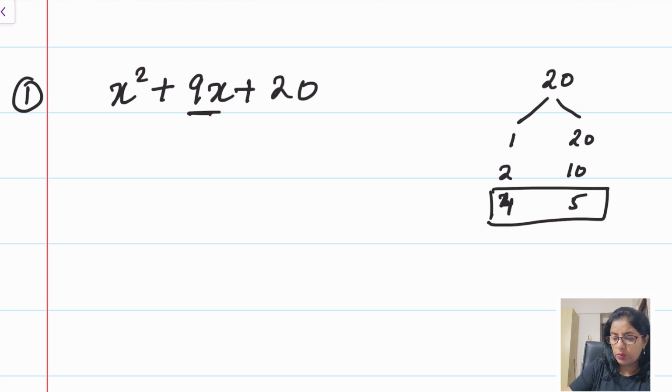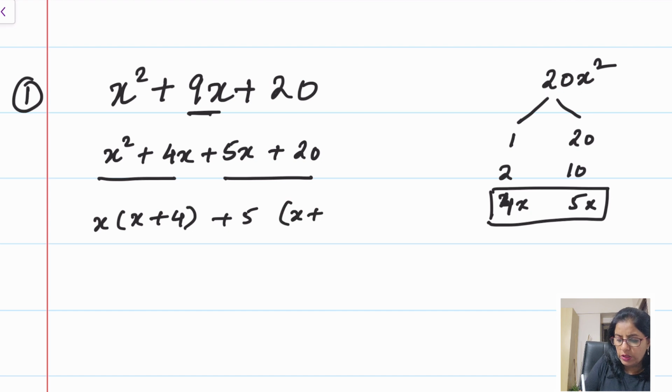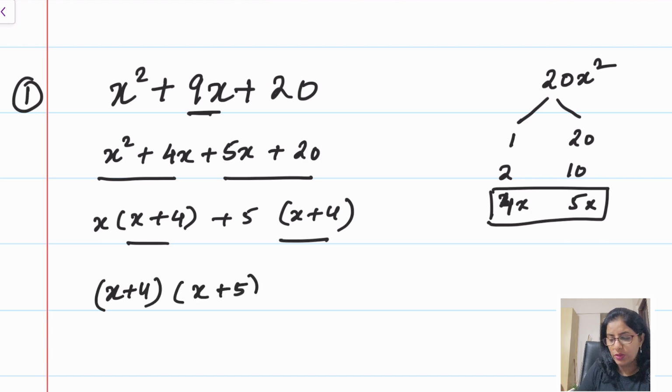So this is x square, this will be x and x. We recheck. If we multiply 4x and 5x, we get 20. If we add 4x and 5x, we get 9x. So we replace 9x by 4x and 5x. Now how do we factorize? We take common factors from the two terms: x plus 4, 5 times x plus 4. We see these two are common, so x plus 4 comes out and what remains inside is x plus 5. Let's take one more example.